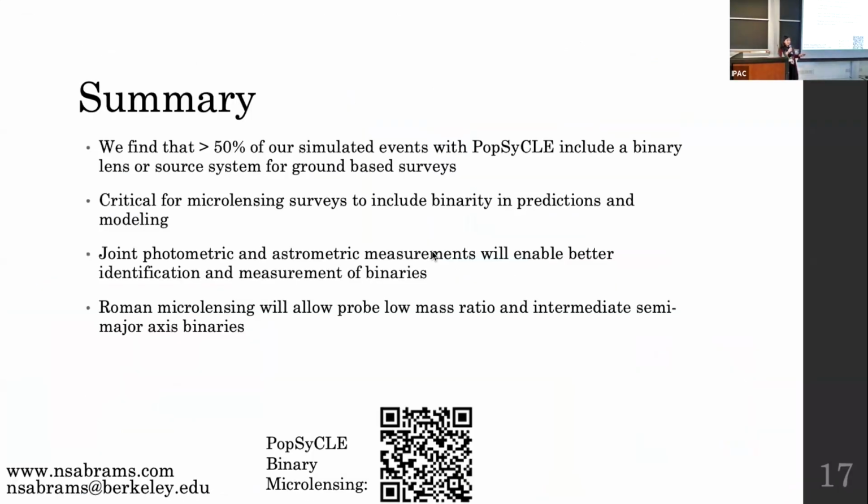So Roman microlensing is going to be awesome for probing this interesting part of the parameter space for binaries, in a population and metallicity that hasn't been able to be probed in such detail yet. So I'll leave it at my summary and take any questions. Thank you.